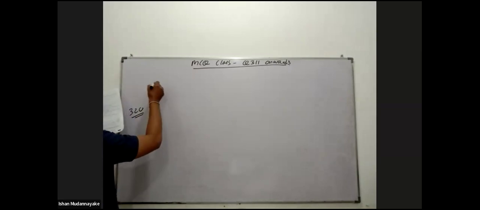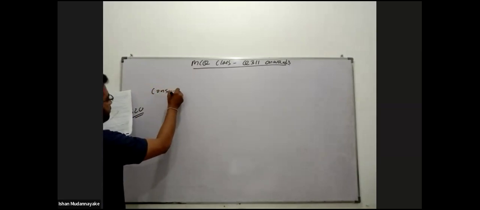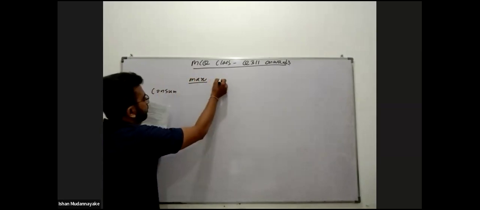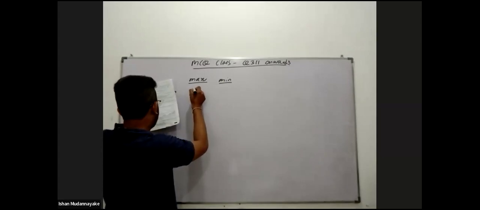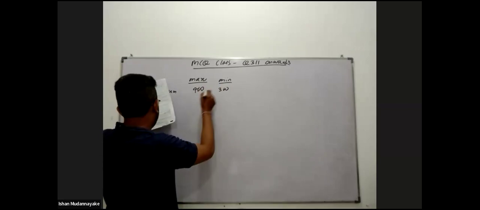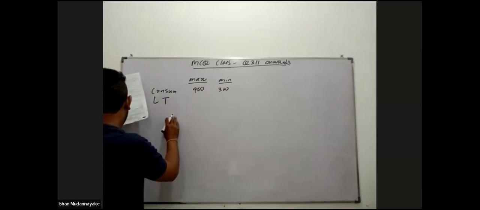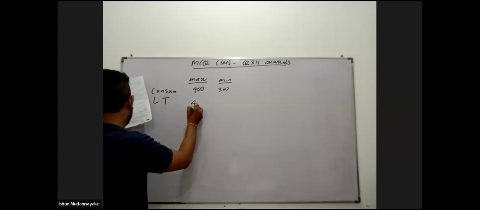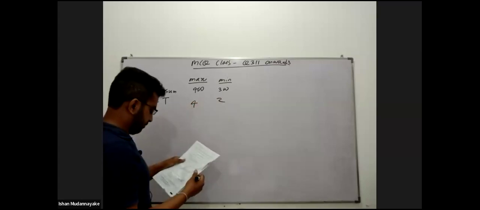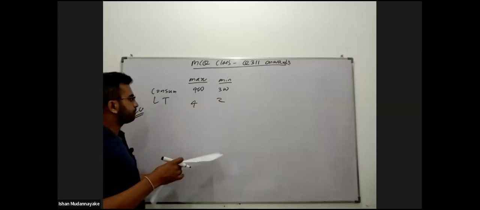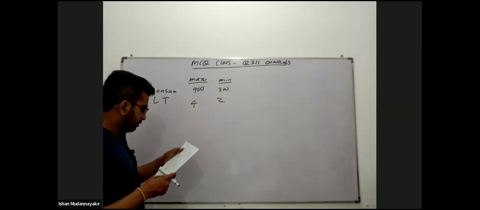Right. Now here, maximum material consumption is 400 and minimum is 300. Lead time is maximum 4 months and minimum 2 months. Reorder quantity is 600. Question 320: what is the reorder level?